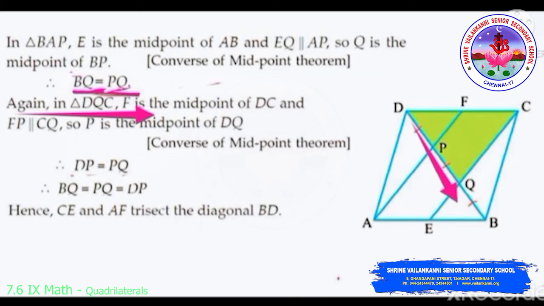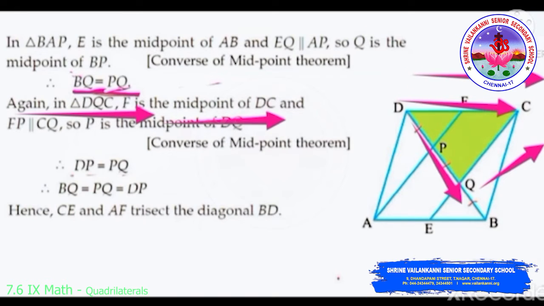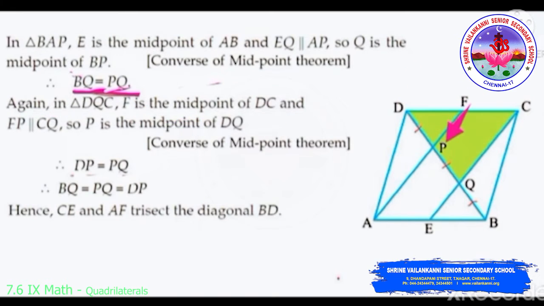Again, in triangle DQC, F is the midpoint of the side CD and FP is parallel to CQ, as we have seen in the previous step. So FP is parallel to CQ. So by the same converse of the midpoint theorem, a line drawn through the midpoint of one side of a triangle parallel to the base bisects the third side.